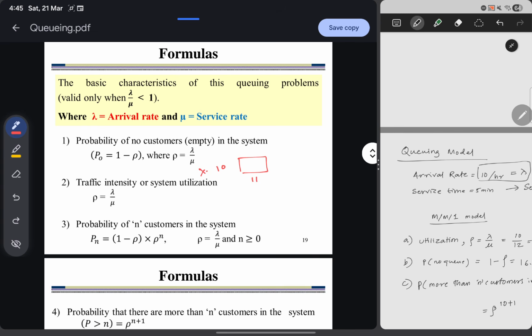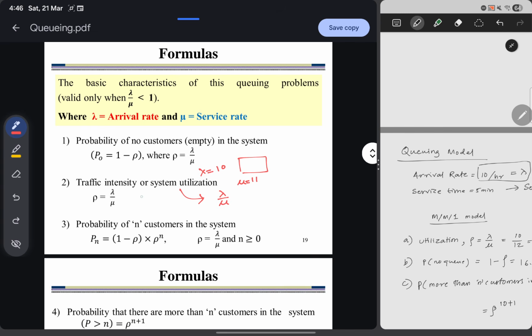So 10 is your lambda, and this service rate is your mu. So you'll at least make sure that you can service more people than are arriving, right? In that case, the system utilization will be lambda by mu, because you have built a capacity of 11 but only 10 people are coming. So your system utilization will be 10 by 11. That is basically your traffic intensity.